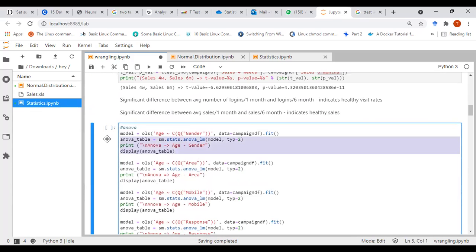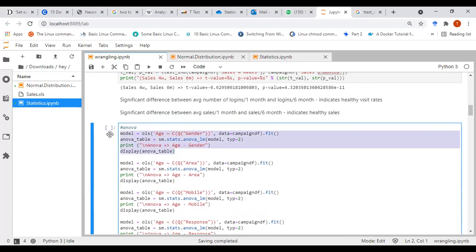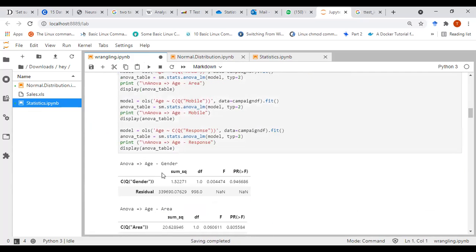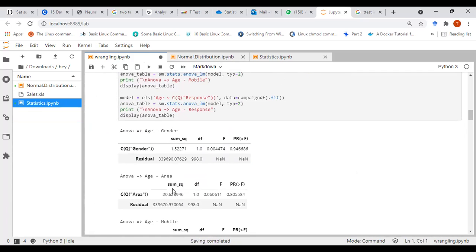So these are the statistics that I want the system to display. It will help me for each of these. You can make the null hypothesis and the alternate hypothesis. So let's see what's the answer here. For the age and gender, I think the p-value is this one. So p-value is 94%. So what is your conclusion?